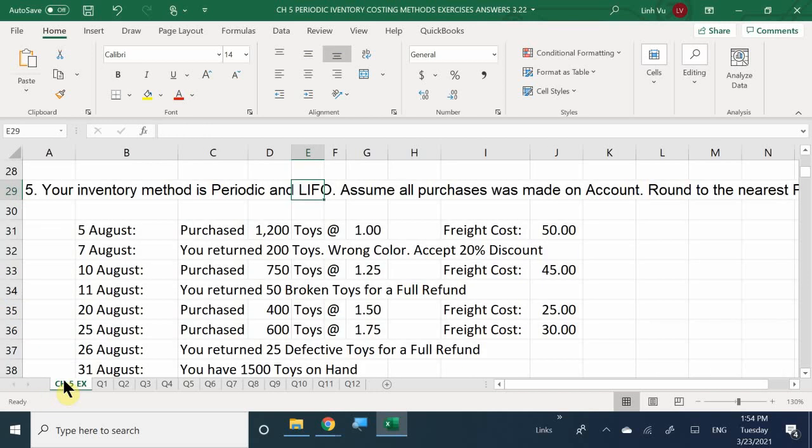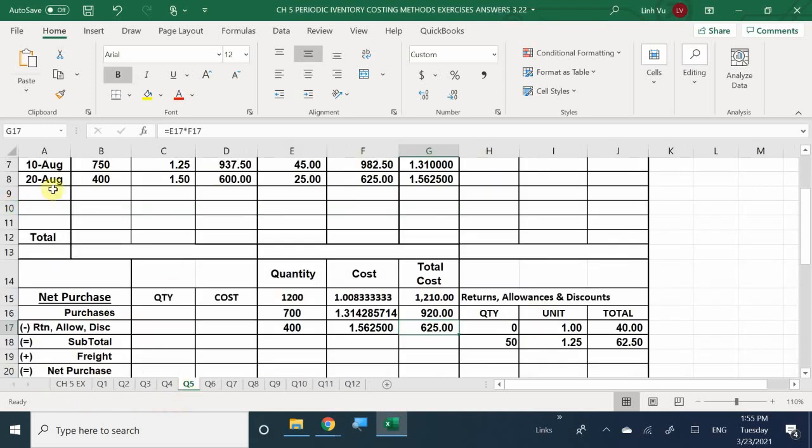Here, we recognize that it's August 25th. We end up purchasing another 600 toys at $1.75, with the freight costing you $30. So here we are. It is August 25th, 600 units at $1.75 plus freight of $30. So what is now my purchase price?